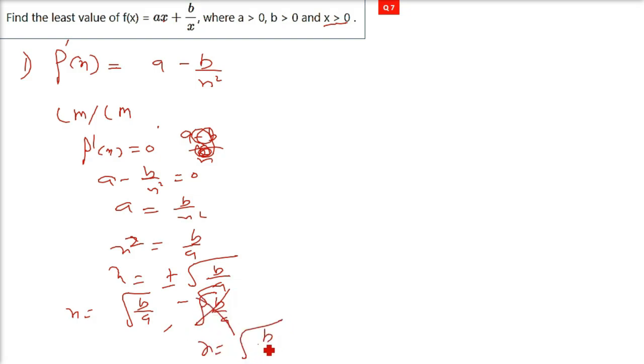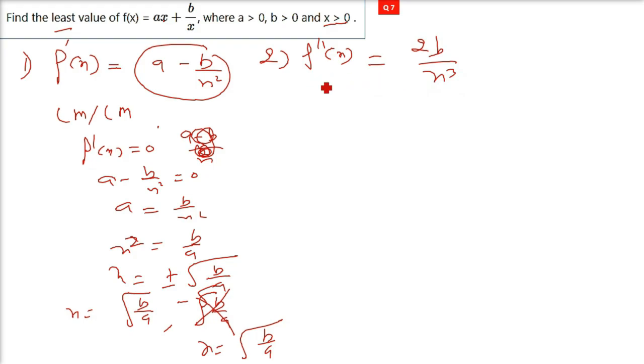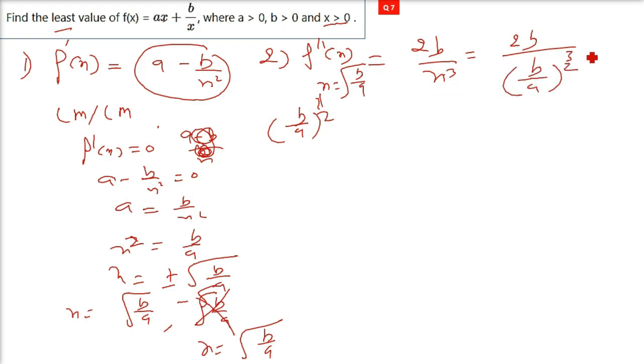Alright. So x equals under root b by a is the value for which y has to be computed. But before that, f''(x), we have to prove that you need a least value. So you are going to get the positive value here. The double differentiation is what? a is 0. So this is going to be 2b by x cube. So x equals under root b by a you have to put it here and then find out the value. So 2b by x cube is, see, under root b by a is b by a to the power half. So when it goes cube, it's 3 by 2. b by a to the power 3 by 2. So this, you know how to solve this.